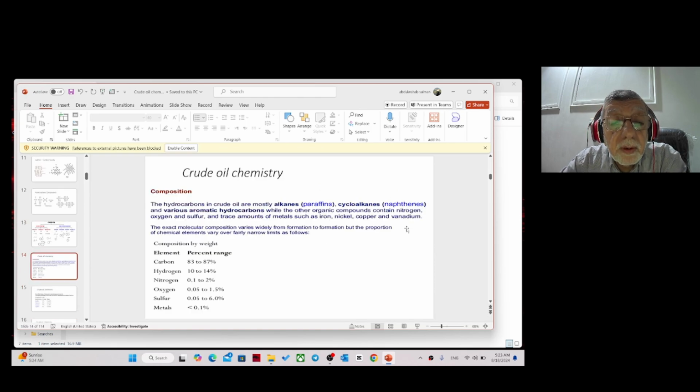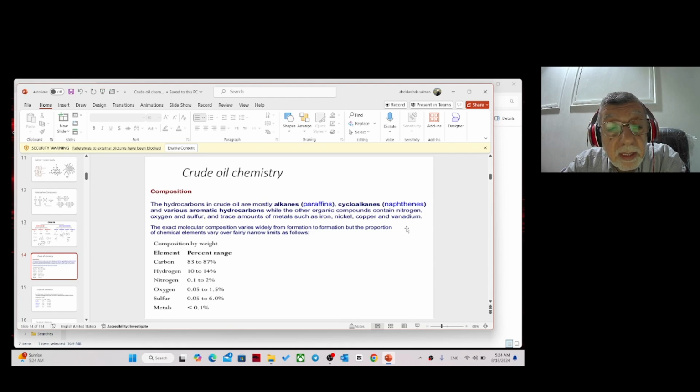The composition of crude oil: the hydrocarbons in crude oil are mostly alkanes (paraffins), cycloalkanes (naphthenes), and various aromatic hydrocarbons, while the other organic compounds contain nitrogen, oxygen, and sulfur, and trace amounts of metals, as I said, less than 100 ppm, such as iron, nickel, copper, and vanadium. The exact molecular composition varies widely from formation to formation, but the properties of the chemical elements vary over very narrow limits, as follows.